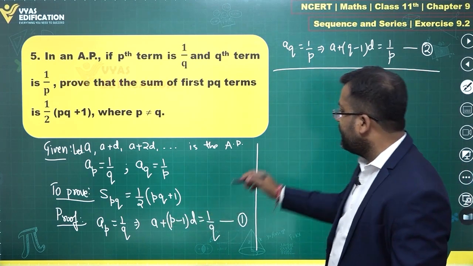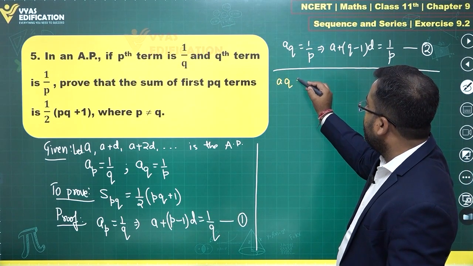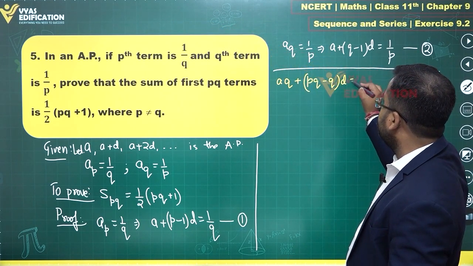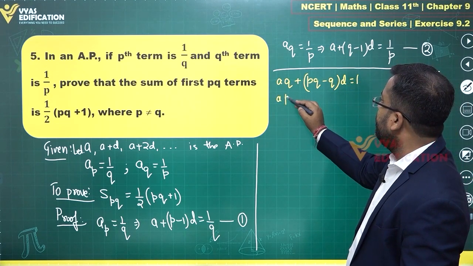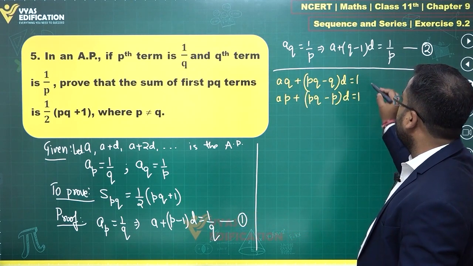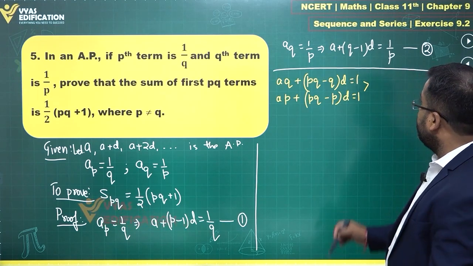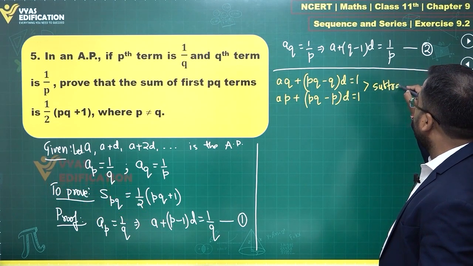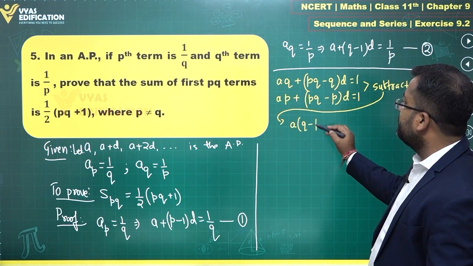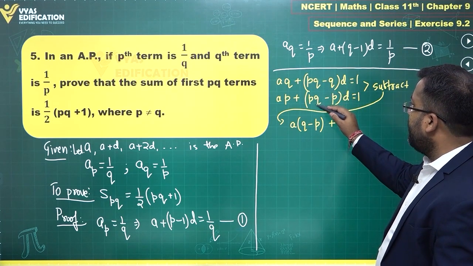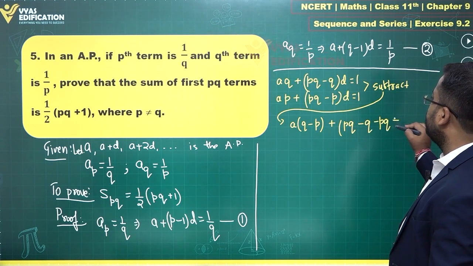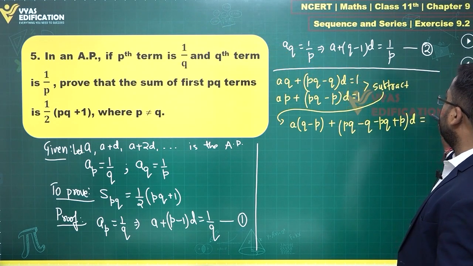Let's multiply with Q. This is AQ plus PQ minus Q times D, which is equal to 1. What about this? This is AP plus PQ minus P times D is equal to 1. And now let's subtract these two. Subtracting gives me A times Q minus P plus D common, PQ minus Q minus PQ plus P times D is equal to 0 over here.